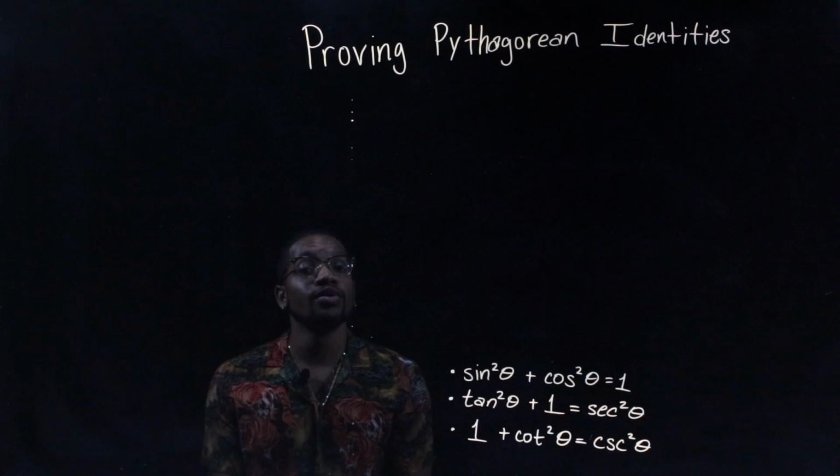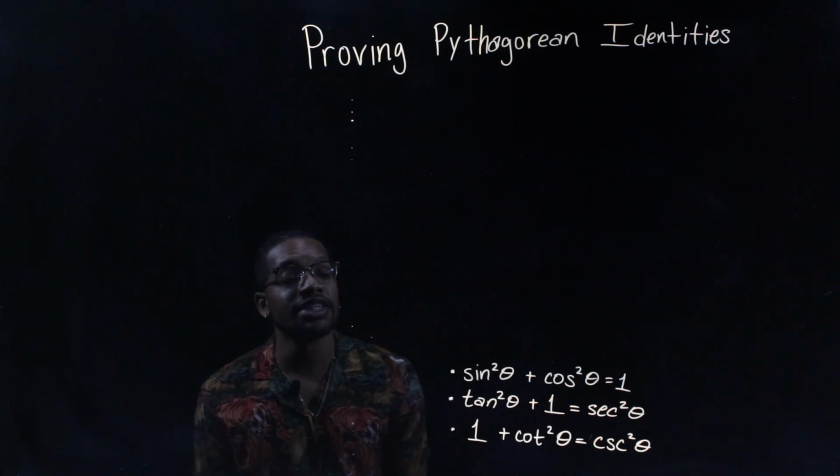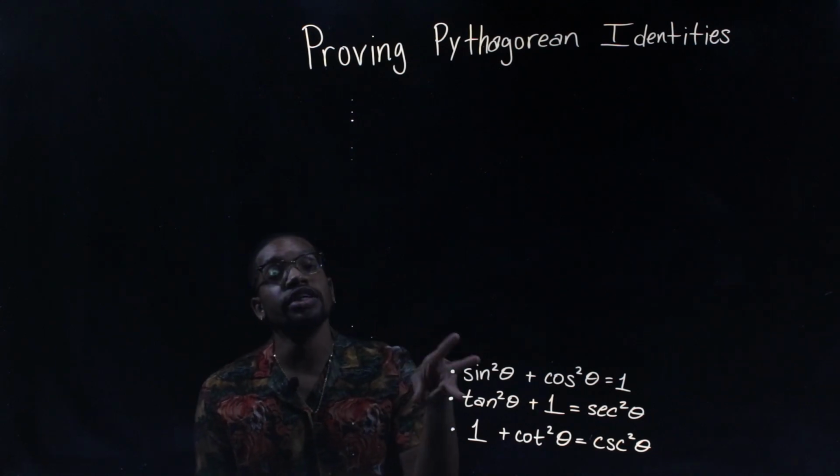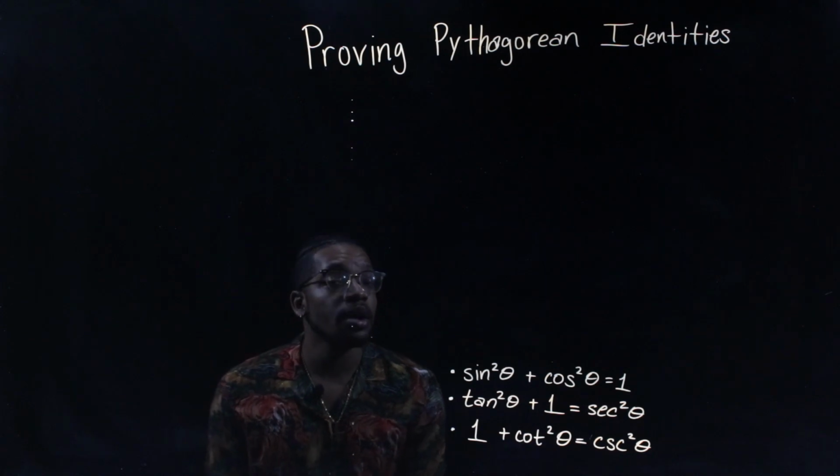I'm gonna leave y'all with 2 examples to try on your own, where we're gonna be simplifying expressions using these 3 identities. Try them out on your own.